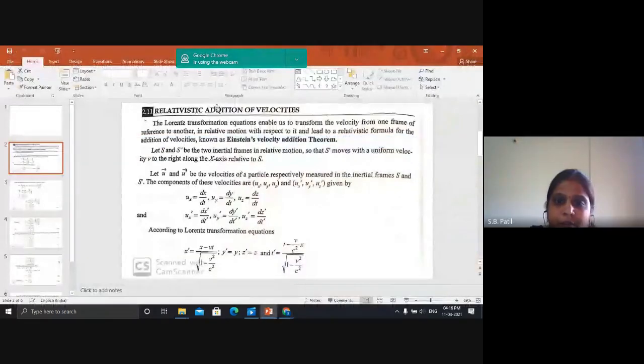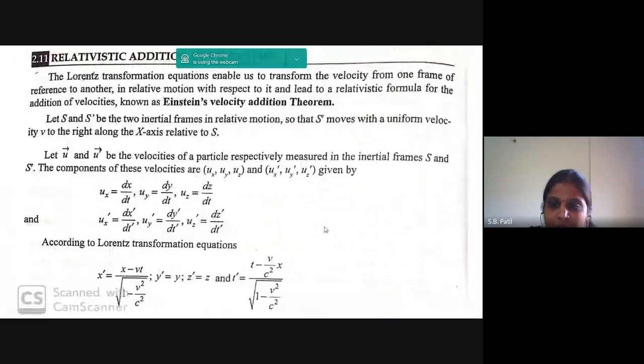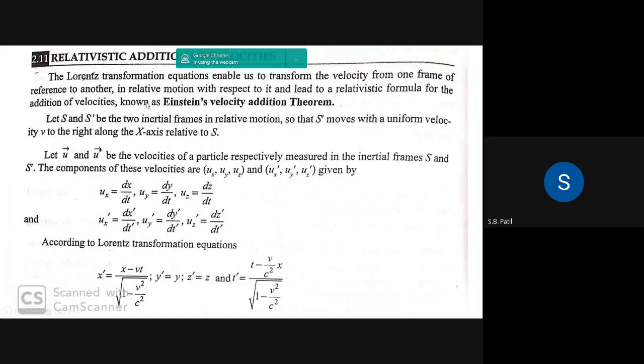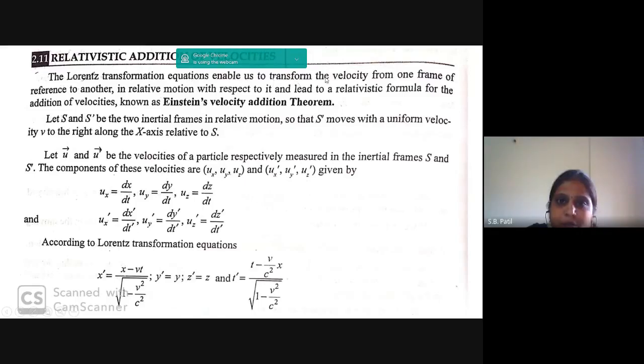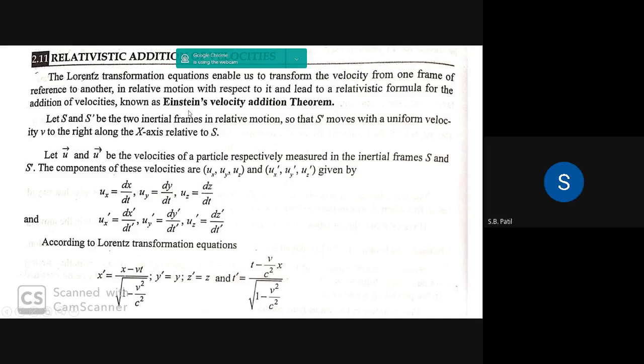In this relativistic addition of velocity, in the previous lecture we saw the Lorentz transformation equation and the Galilean transformation equation. The Lorentz transformation equation enables us to transfer the velocity from one frame of reference to another in relative motion, and it leads to the relativistic formula for the addition of velocity. This formula is known as the Einstein velocity addition theorem.